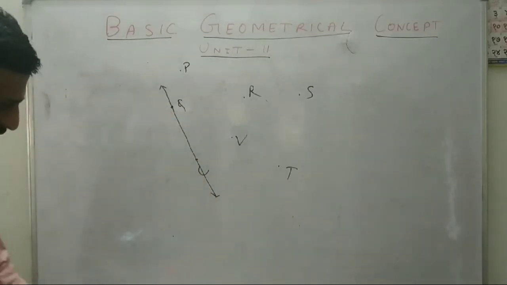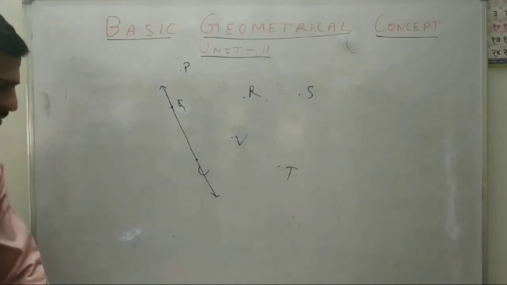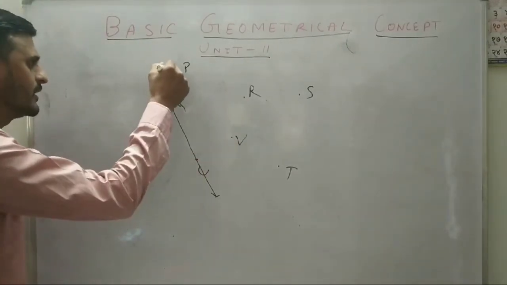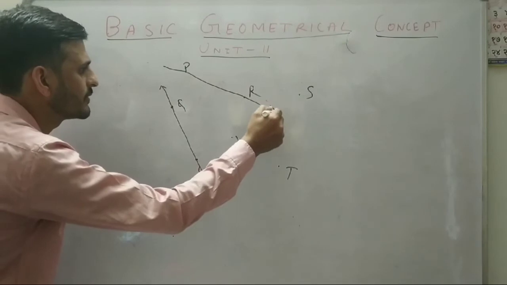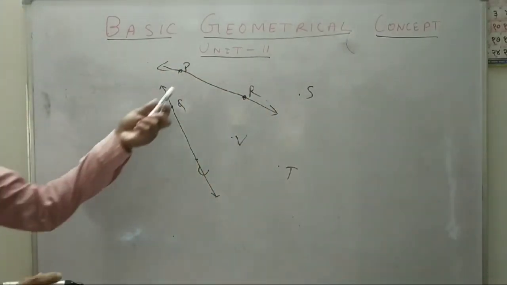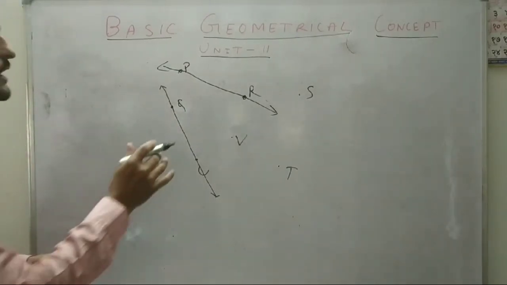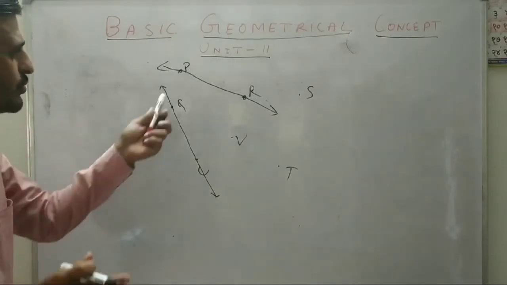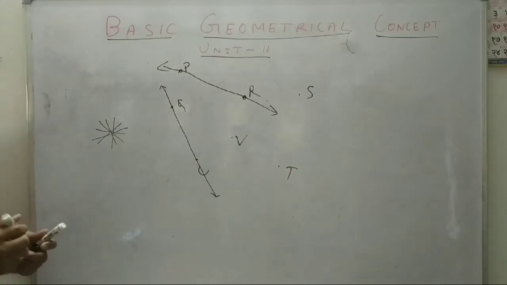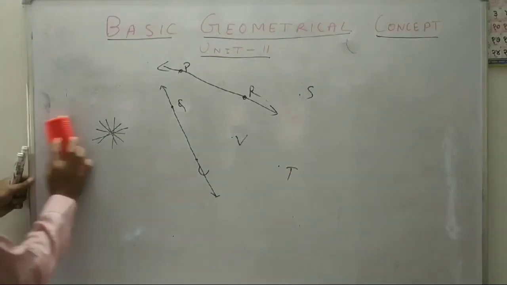So here it is given, one and only one line can pass through any given 2 points in a plane. So if these 2 points are there, we can draw only one line passing through these 2 points P and R. So while taking 2 points in this plane, only one line can be drawn passing through them, but through 1 point infinitely many lines can be drawn. Let us move to the next one.